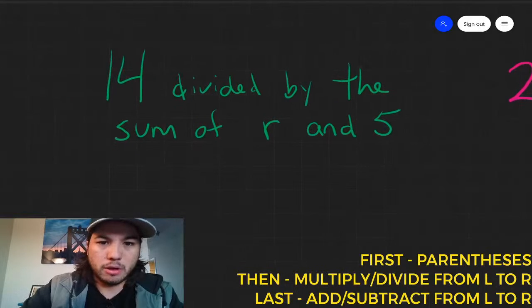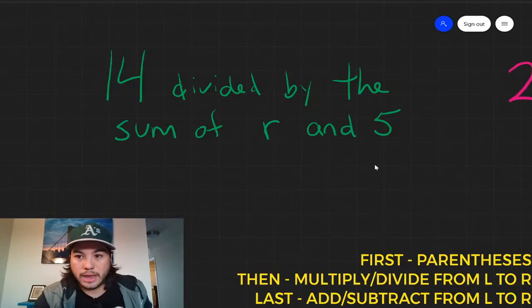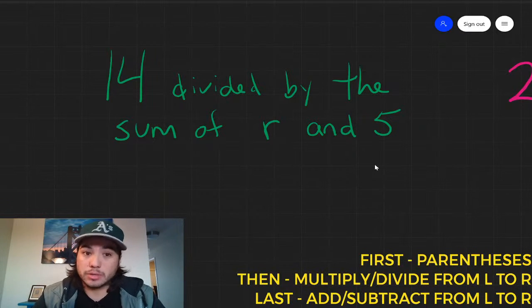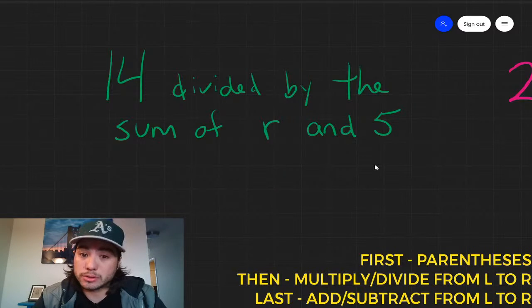Okay, this says 14 divided by the sum of r and 5. Okay, 14 divided by the sum of r and 5. So think about what operations we are going to use here. We've got divided in the sentence, but then we've also got that word sum. So think back to your word wall when you see finding the sum of something. Is that adding, subtracting, multiplying, or dividing? And then, which one goes first? Use your parentheses. Okay? Try it. Feel free to drop your answer in the chat when you think you have one.